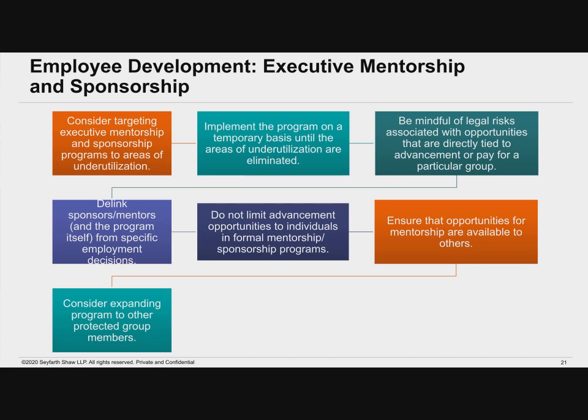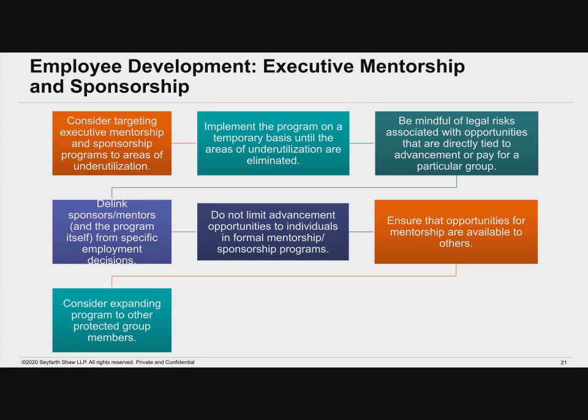Yeah, so moving on to another form of initiative. We see a lot of clients, once they've looked at some of the data or they've determined they need to focus on retaining and promoting certain classifications of employees, looking to both executive mentorship and sponsorship programs. So we have just some tips here in terms of how we look at these programs, arising in a couple of different categories. So first, who do you target with this type of program?